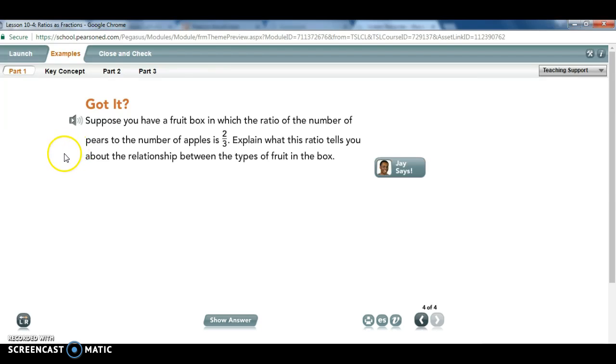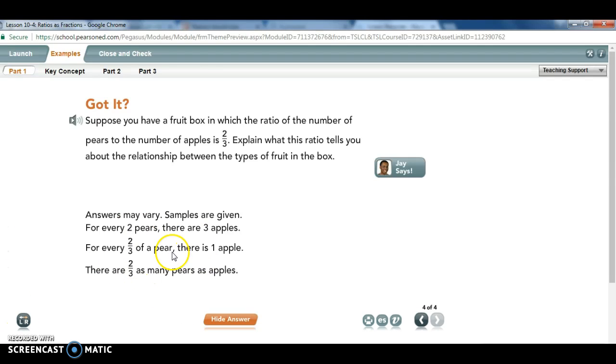Here's a second got it problem for part 1. Suppose you have a fruit box in which the ratio of the number of pears to the number of apples is 2/3. Explain what this ratio tells you about the relationship between the types of fruit in the box. Here's a possible answer that you could have given, but again, it's writing it out in your own words, so as it says here, answers may vary.